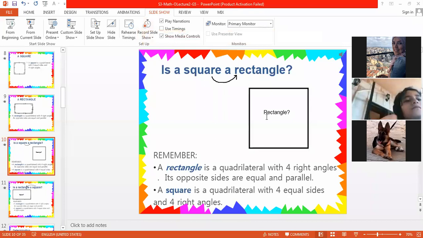What do you think? Is a square a rectangle? Not so much, teacher, but yes.